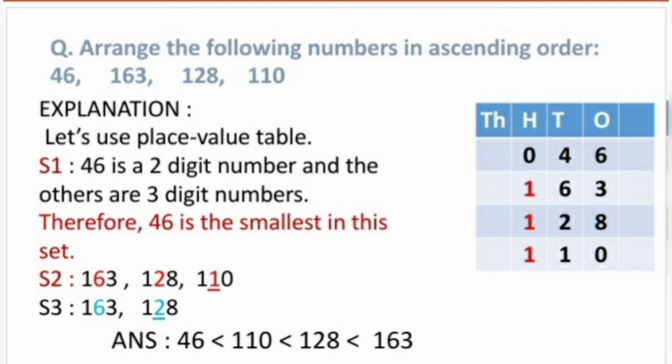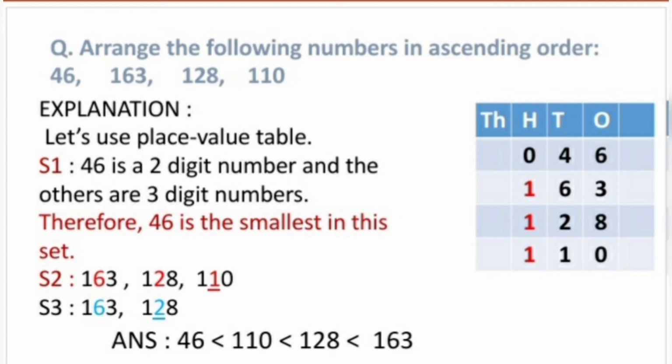Now, when you have written, you are left with 3 numbers, that is 163, 128 and 110, right? Now, when you see the hundreds digit, they are the same. So, you cannot arrange or order the numbers looking at the hundreds digit. You need to find out the digit where they differ.